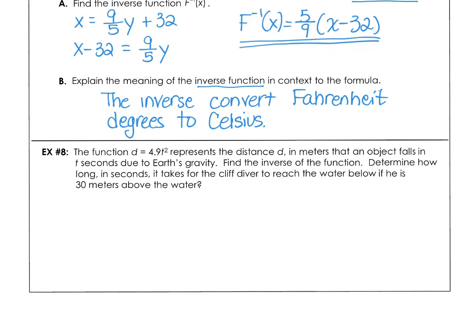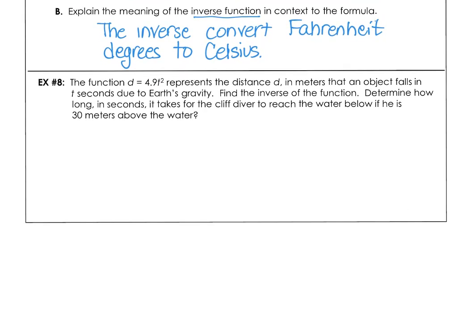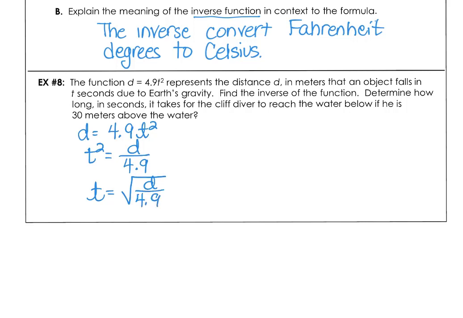And then our last example, the function d equals 4.9 t squared represents the distance in meters that an object falls in t seconds due to Earth's gravity. And we want to find the inverse of the function to be able to use it. Now, in this case, I'm not switching the d and the t. I'm simply going to solve for t squared using inverse operations. That way I can use the t formula in order to find something based on some given information.